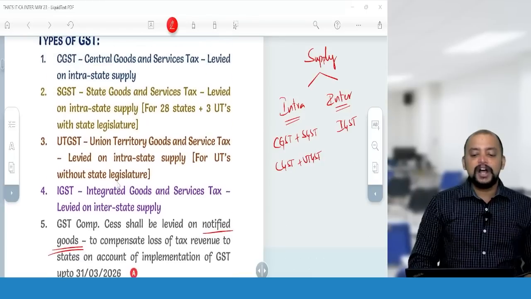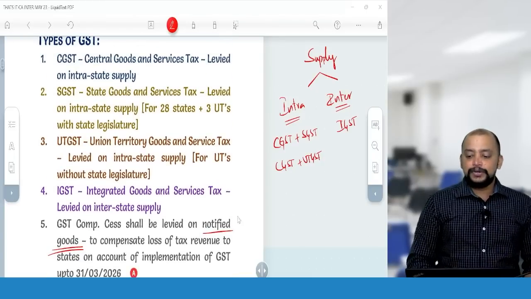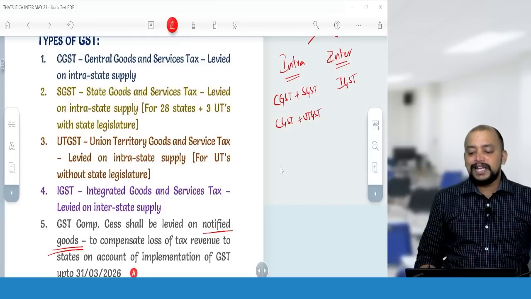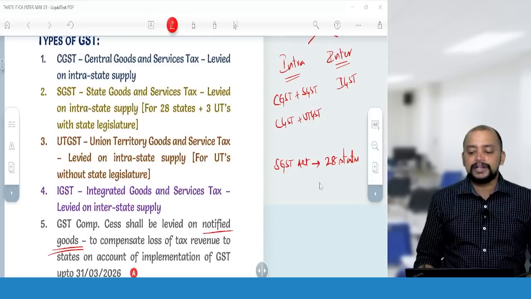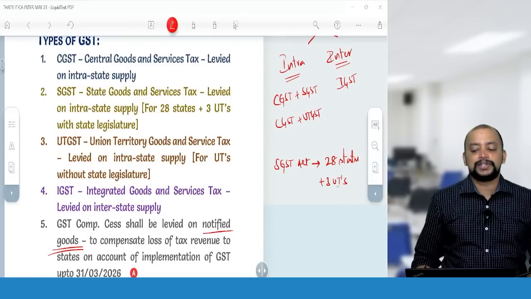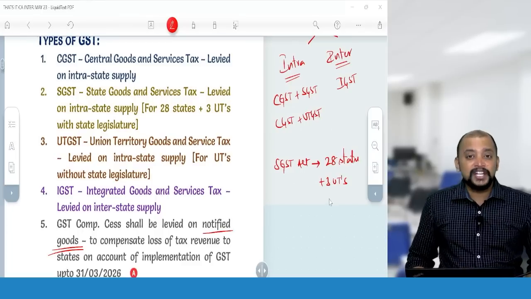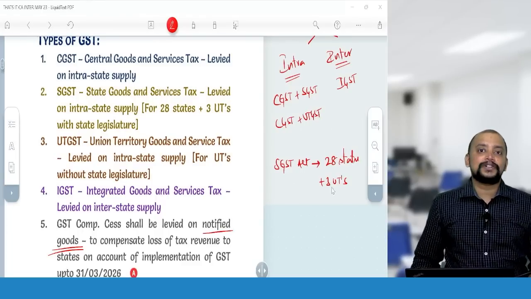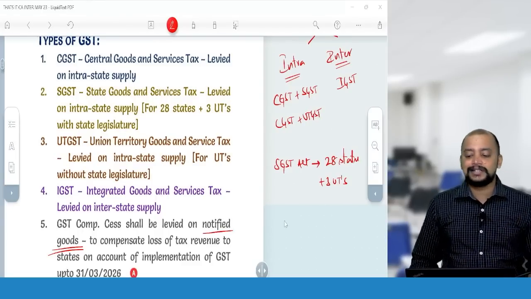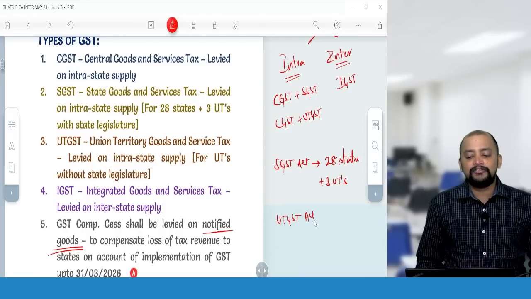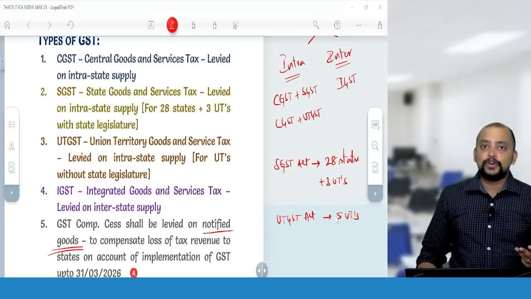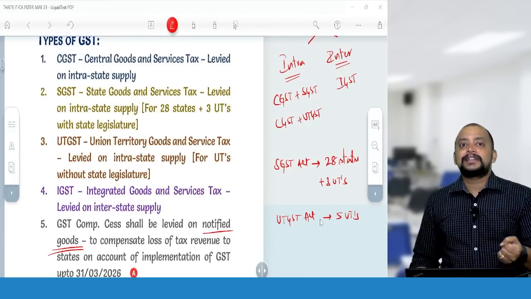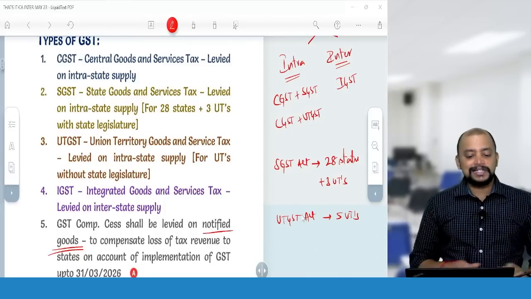And here, if you see, how many union territories are there? For what are all the states for which the SGST Act is applicable? The SGST Act is applicable for 28 states plus 3 union territories, that is, union territories with state legislature. That is Delhi, Jammu and Kashmir, and Puducherry. These 3 union territories are also treated like states. And the UTGST Act is applicable for 5 union territories without state legislature: Andaman and Nicobar, Lakshadweep, Ladakh, Chandigarh, and Daman, Diu, Dadra, Nagar Haveli. For these, the UTGST Act will be applicable.